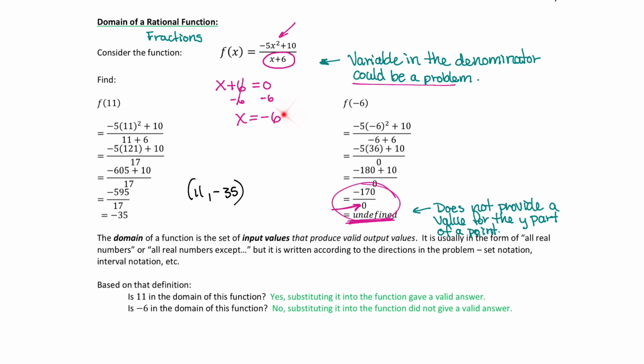So if x equals -6, that's how they got this. If x equals -6, because that makes the denominator 0, I won't get a point on the graph. So this needs to be an exception. Okay, so it's all real numbers except -6. Okay, and on the next page, I'll show you how to write that.